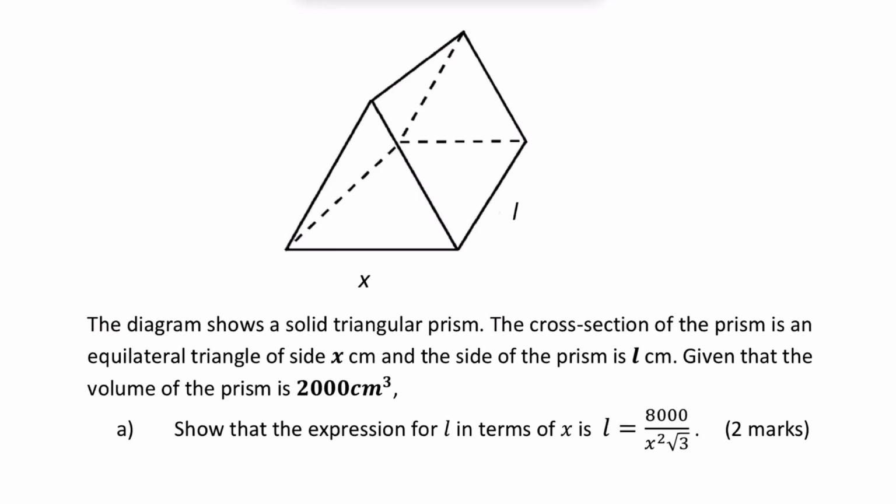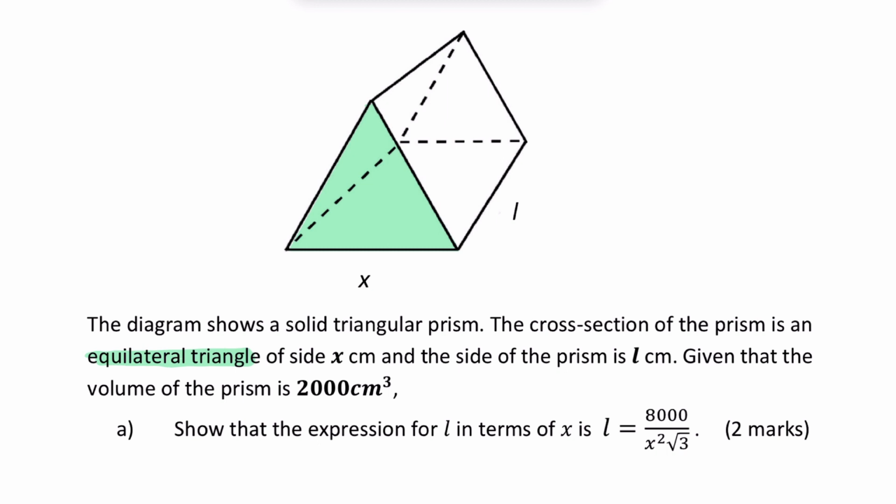So in this question, we're given a triangular prism. That's a solid block of glass, and we're given the dimensions x and L. We're told that the cross-section is an equilateral triangle. So we now know that this triangle is equilateral.